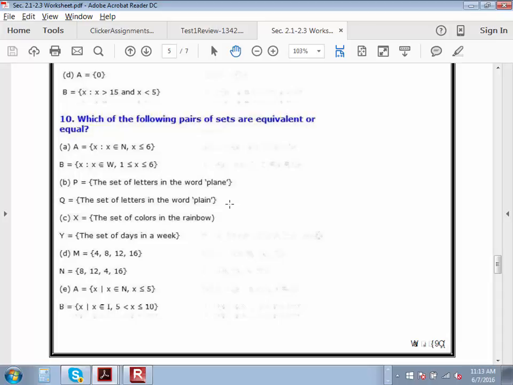So the letters in the word plane, P-L-A-N-E, and the letters in the word plain, P-L-A-I-N. Those two sets would be equivalent because they would have the same number of elements, but they would not be equal because they don't have the exact same elements.